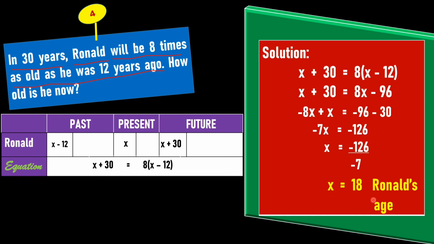So this is Ronald's age. So at present, Ronald is 18 years old. So ang age niya nung 12 years ago is 18 minus 12 is equals to 6. Sa future naman, 18 plus 30 is equals to 48.